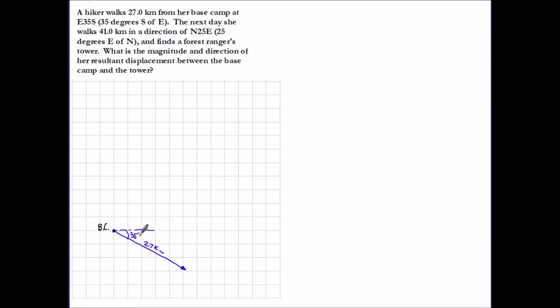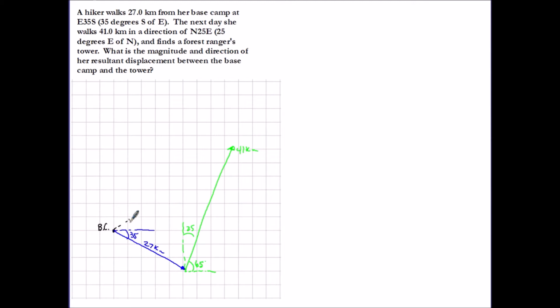Now, next day, she gets up and walks at an angle of 25 degrees east of north, so it's mostly north and a little bit east, 41 kilometers. So let's go ahead and draw that like this. Now that's 41 kilometers, and this angle is 25 degrees. Now, the 35 degrees is relative to the x-axis. I'm going to go ahead and determine this angle relative to the x-axis as well. Oftentimes we use the x-axis as our reference axis, and so it's helpful to recognize that as a 65-degree angle relative to east.